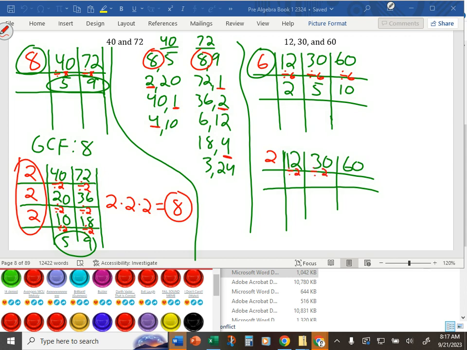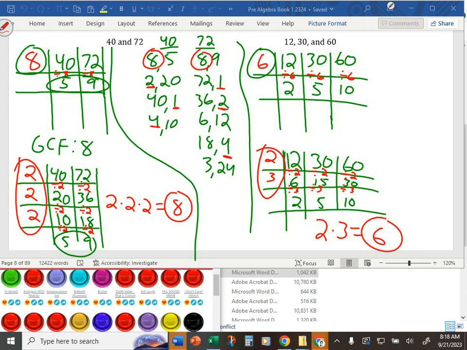Divide by 2, divide by 2, divide by 2. Half of 30 is 15. Half of 60 is 30. What goes into 6, 15, and 30? 3 does. Divide by 3, divide by 3, divide by 3. We get 2, 5, and 10. The same 2, 5, and 10 that we had up top. But this time, because we have more than one number, we have to multiply 2 times 3, and that gives us 6 as our GCF, the same one we got before.